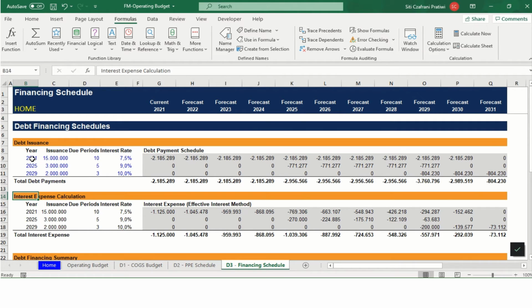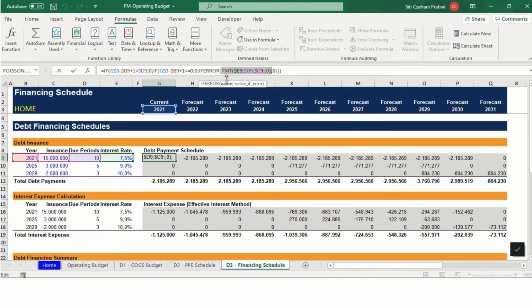So let's go to the first one, the debt issuance. We have three debt issuances here, in 2021, 2025, and 2029. The basic formula for calculating the debt payment schedule uses PMT, or payment, while the rest of the formula is similar to when you calculate the depreciation expense. So let's go to the PMT first.